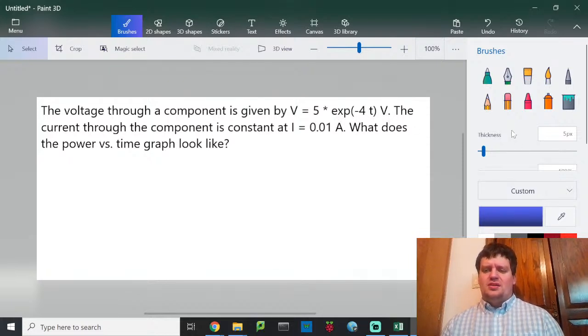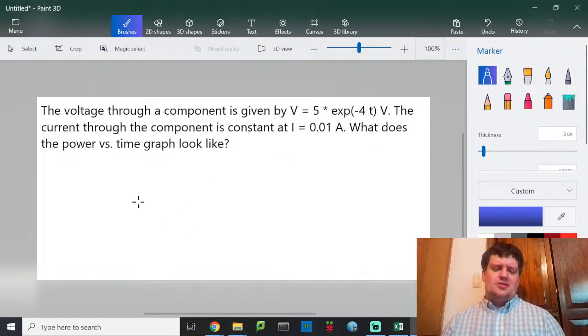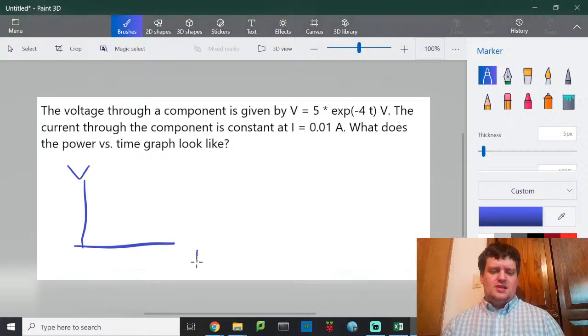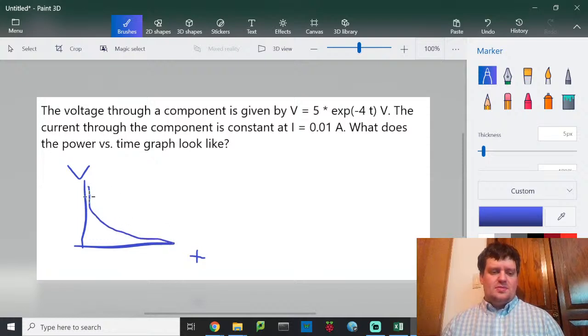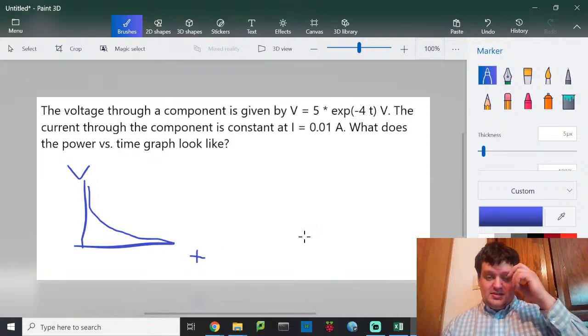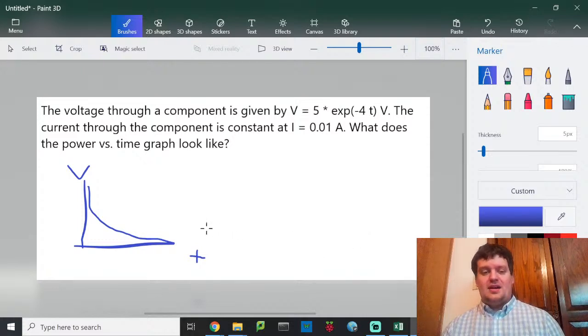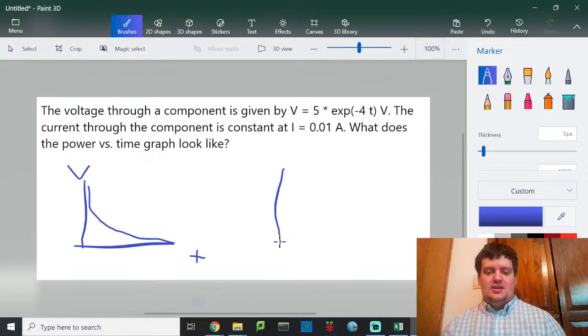Now, if you take your graphing calculator and plot that out, here we have a V versus t. Man, that is pretty. It's going to end up looking like a negative exponential function. It's more of just a curve that eventually ends up at zero at positive infinity. So this is what the graph of V versus t looks like, and this is what the graph of I versus t looks like. It's constant at 0.01 amp.